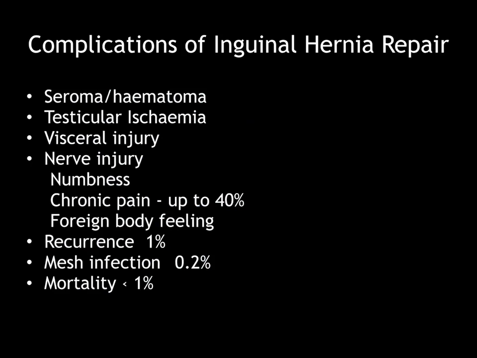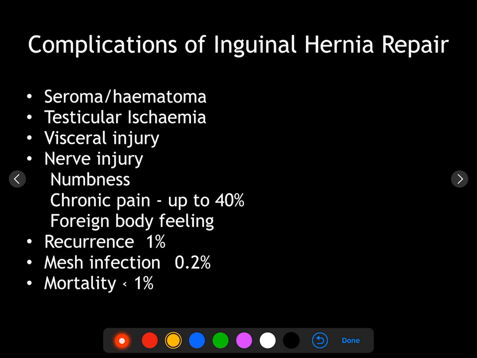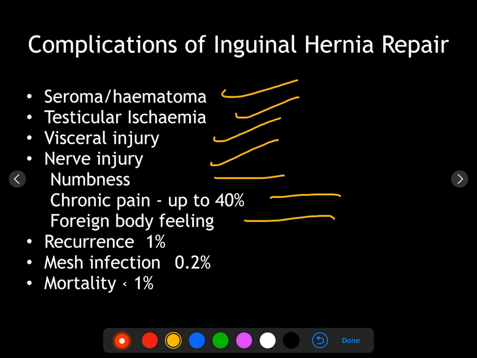Complications of inguinal hernia repair: seroma, hematoma, testicular ischemia, visceral injury, nerve injury leading to numbness, chronic pain, foreign body feeling, recurrence which is 1%, mesh infection 0.2%, mortality less than 1%.